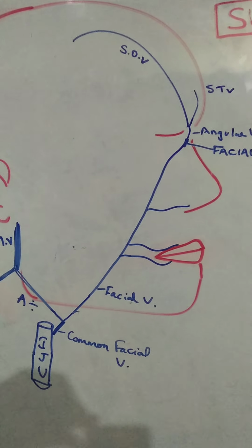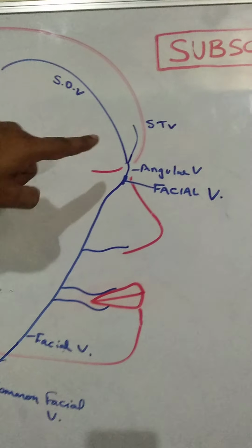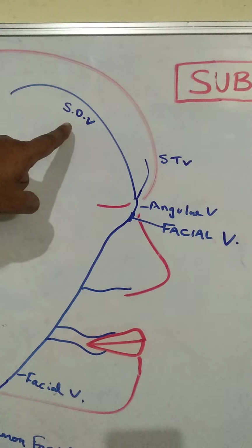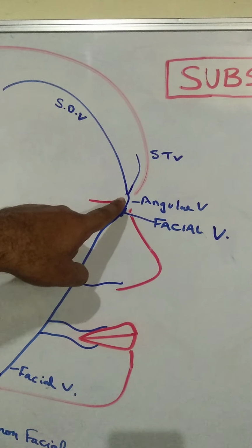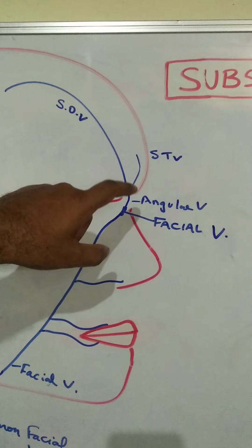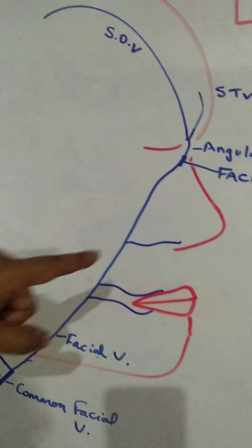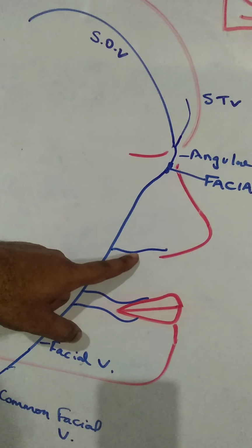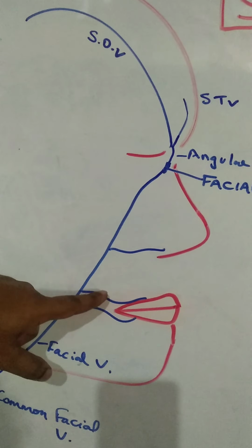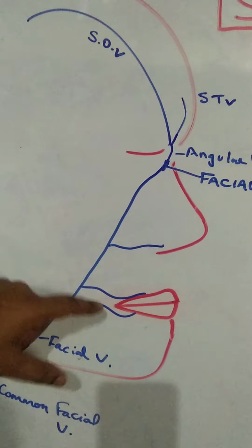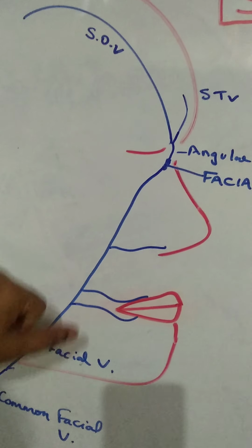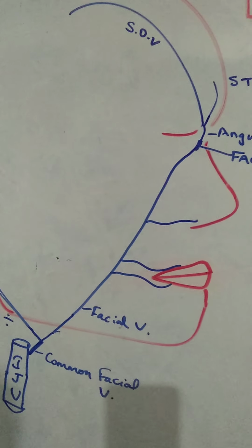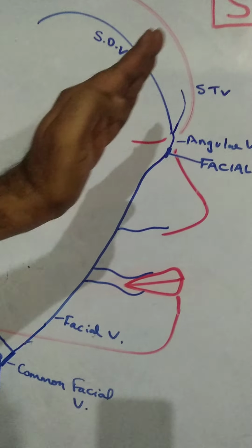Coming to the tributaries of the facial vein. These two are the formative tributaries. The supratrochlear vein and supraorbital vein are the formative tributaries of facial vein, along with angular vein, we can say. This vein over here on the lateral side of the nose is called lateral nasal vein. This one draining the upper lip is called superior labial vein, whereas the other one draining the lower lip is called inferior labial vein. So these are the veins which form the tributaries for this facial vein.